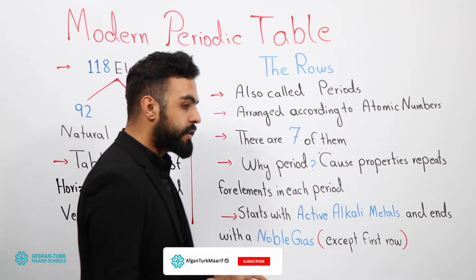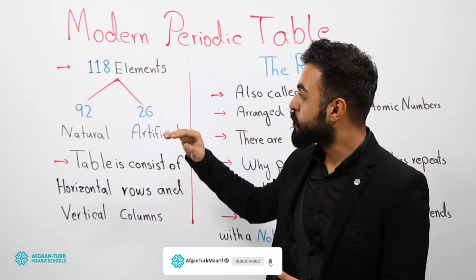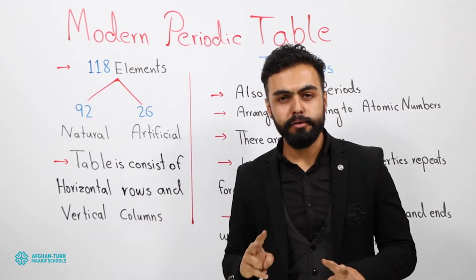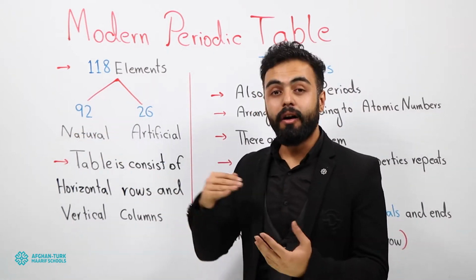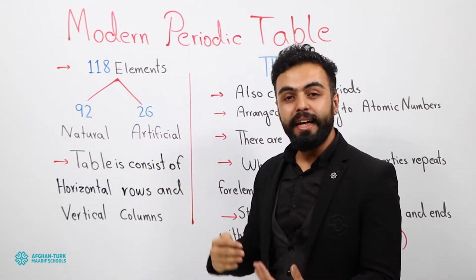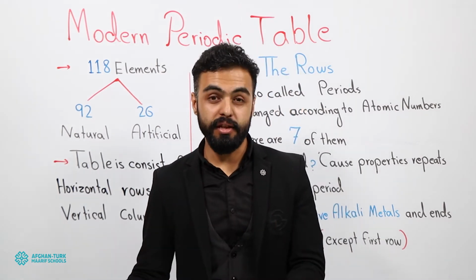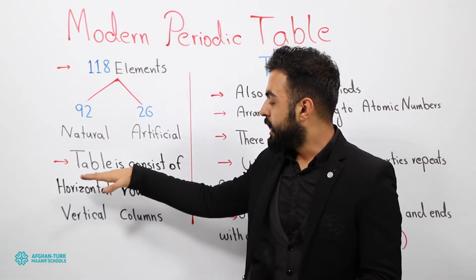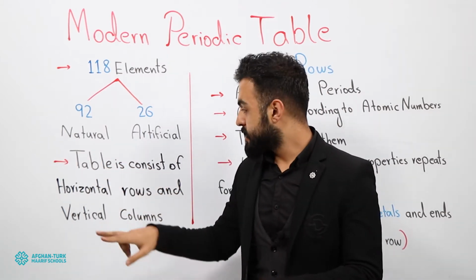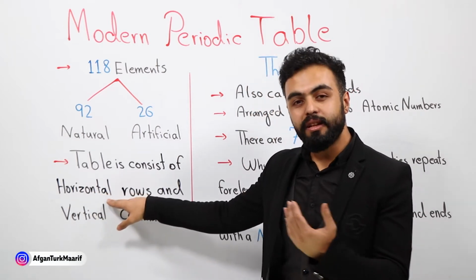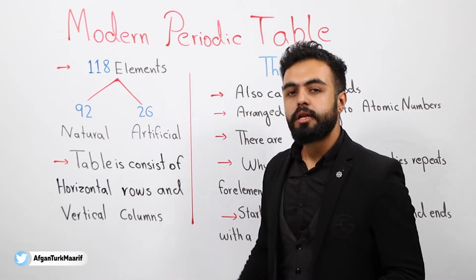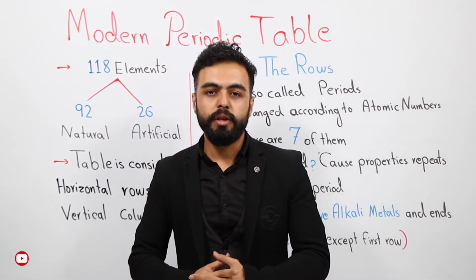In the modern periodic table, we have about 118 elements. They're actually divided into two parts. 92 of them are found naturally, and 26 of them are made artificially in the laboratories. Okay? So, the table consists of two types of rows. One is the horizontal rows from left to right, and the other ones are vertical rows. We are going to start with each one.